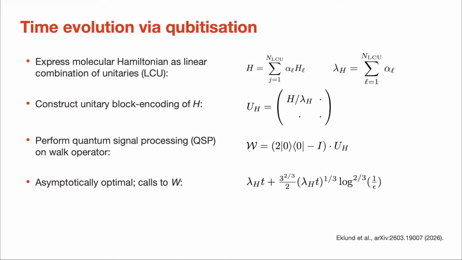We can prepare whatever state we want, and then we evolve it in time. And this is more standard. Again, the Google group, we've adapted their approach, although adapted it to this specific setting. The idea is that we express the molecular Hamiltonian as a linear combination of unitaries. We construct a block encoding of H. So here's H in a unitary divided by its block encoding norm. And then it's quantum signal processing on this walk operator, which includes the block encoding. And the question really, in terms of the cost, for the time evolution, is how many repetitions of this do you need? And this is the asymptotically optimal cost for that.